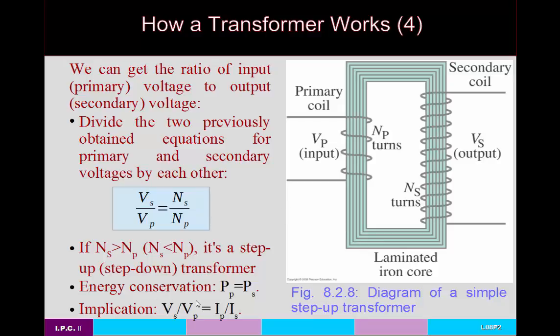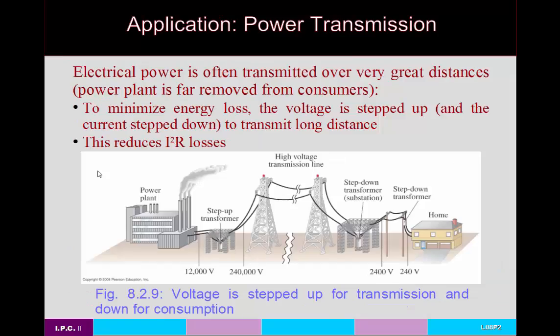Basically, energy conservation says that P is I times V, so if you've increased the voltage here, you should be decreasing the current, or vice versa. The reason why that's so useful is because what you want to do is actually transfer power from your power plant over long distances. So here's how power transmission will work.